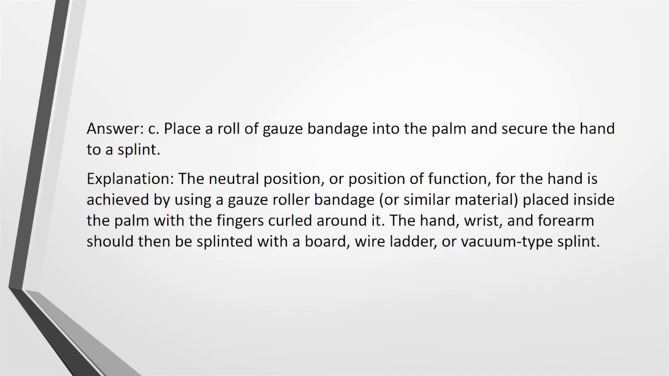Answer: C. Place a roll of gauze bandage into the palm and secure the hand to a splint. Explanation: the neutral position or position of function for the hand is achieved by using a gauze roller bandage or similar material placed inside the palm with the fingers curled around it. The hand, wrist, and forearm should then be splinted with a board, wire ladder, or vacuum-type splint.